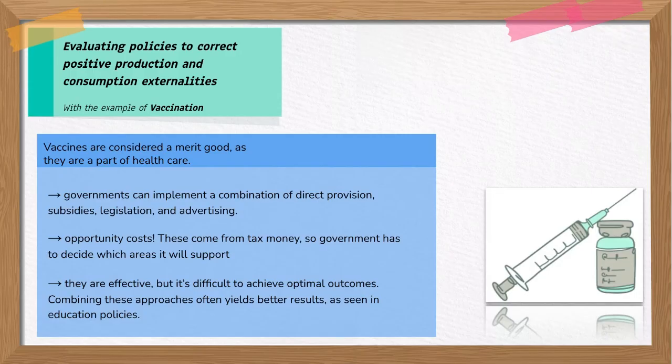Governments can tackle positive consumption externalities through direct provision, subsidies, legislation, and advertising. While effective, these methods face challenges, including funding limitations and political pressures, making it difficult to achieve optimal outcomes. Therefore, combining these strategies can yield better outcomes in promoting socially desirable consumption.